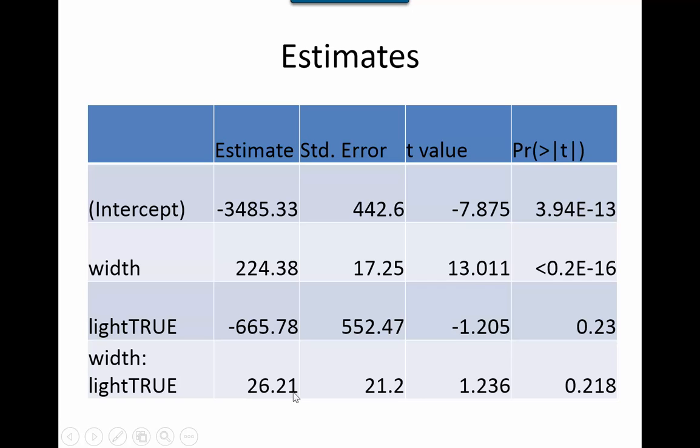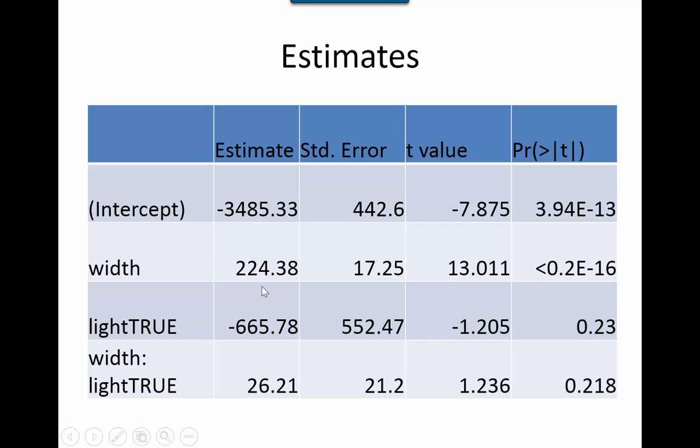Finally, we have this term down here, which we can interpret as how does the effect of width change when we're looking at light-colored individuals. And so 26.21 tells us that for light-colored individuals, the increase in weight with increasing width is 26 grams greater per millimeter. So the slope for a light-colored individual would be 224 plus 26, or about 250.